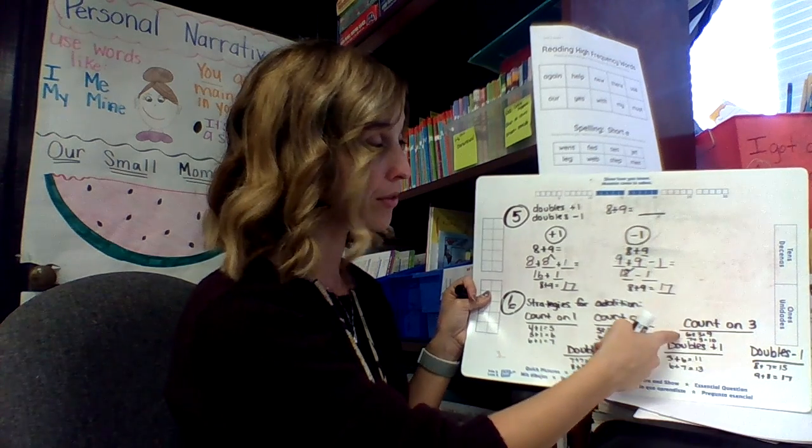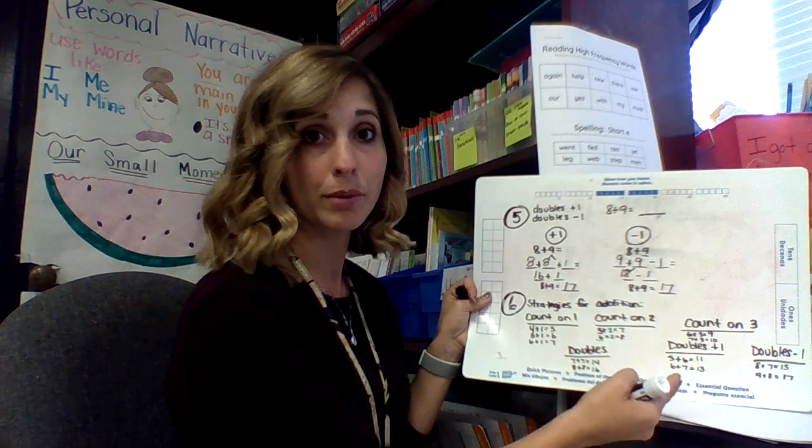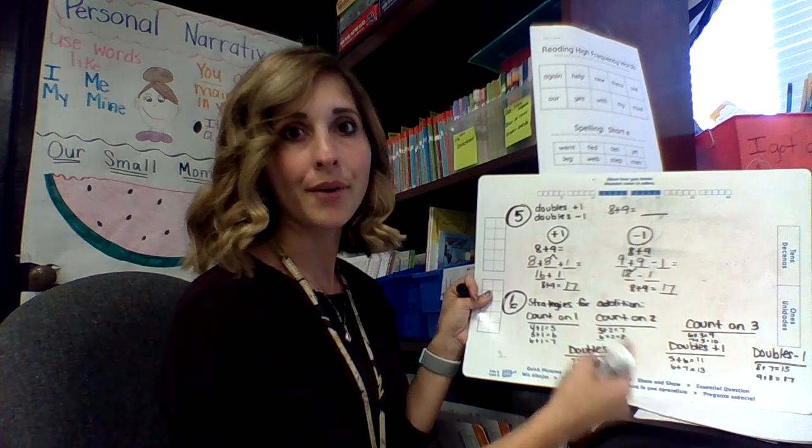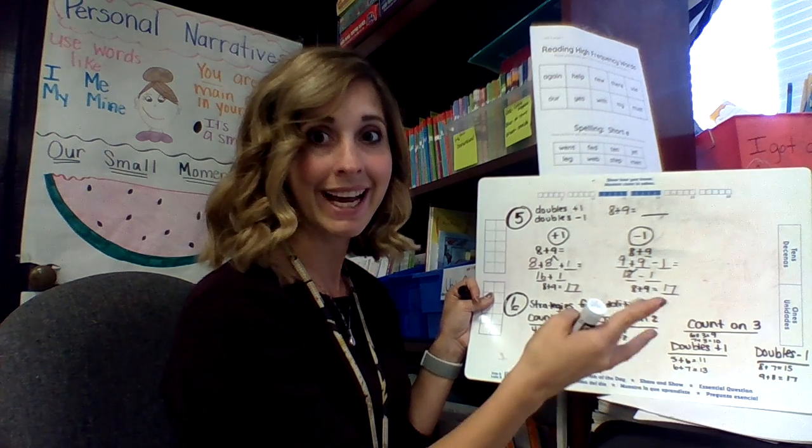Same thing with counting on by 3s. If I started at 6 and I needed 3 more, I could say 6, 7, 8, 9. If I started with 7, I could count on 3 more by saying 7, 8, 9, 10.